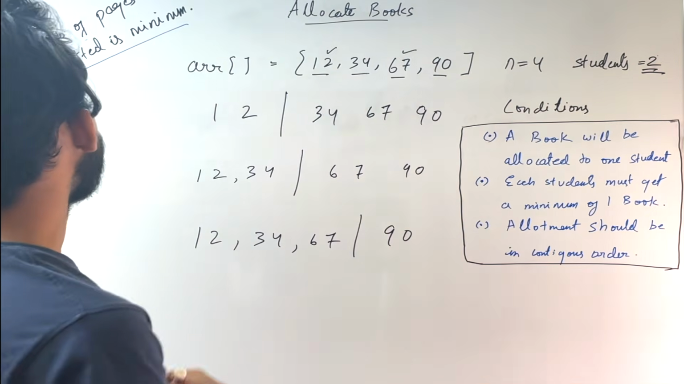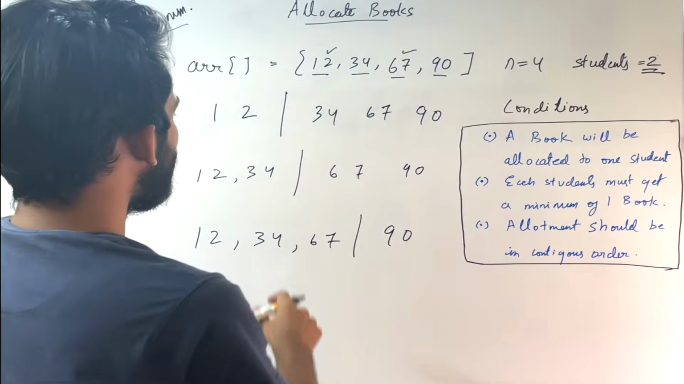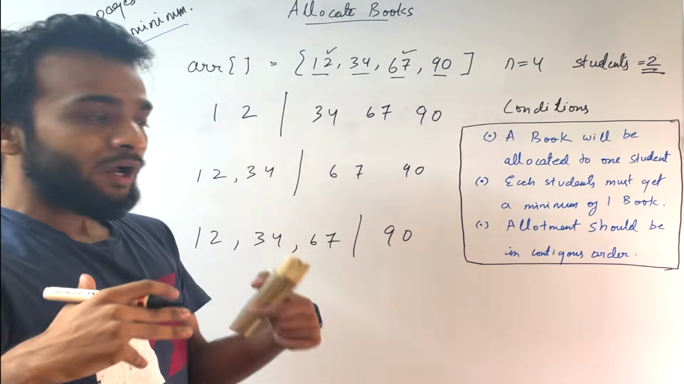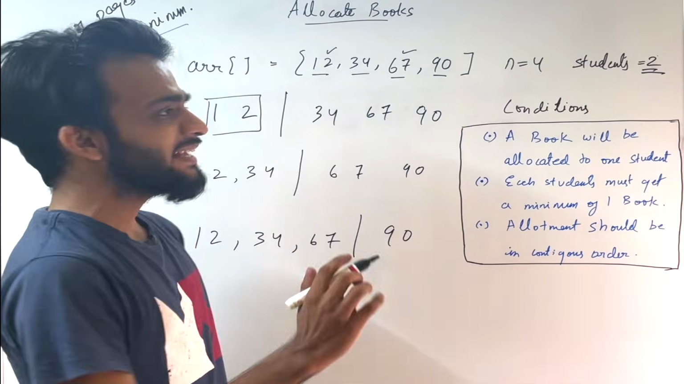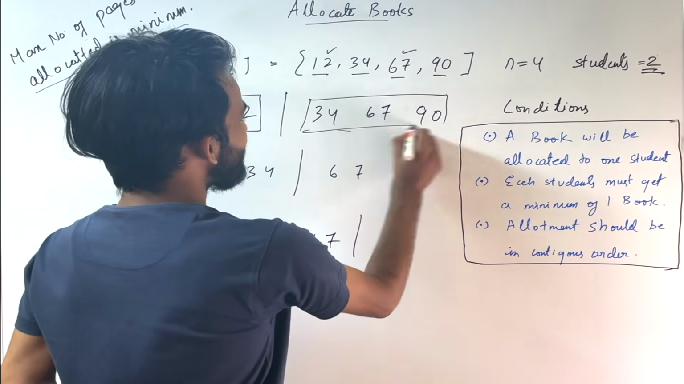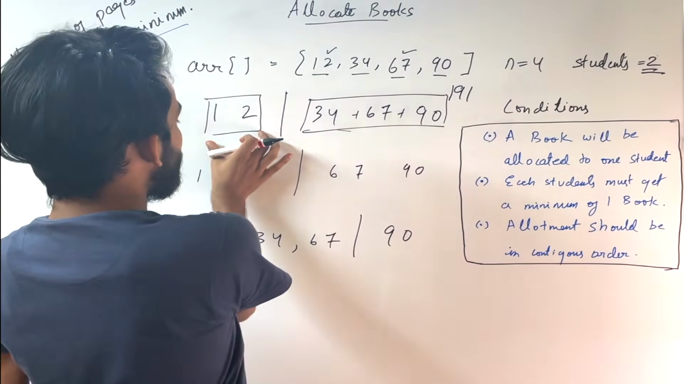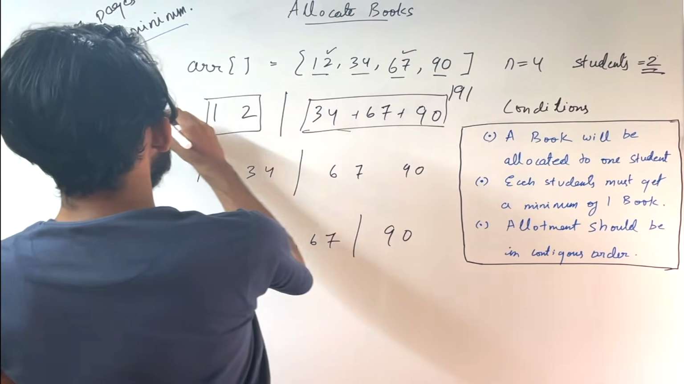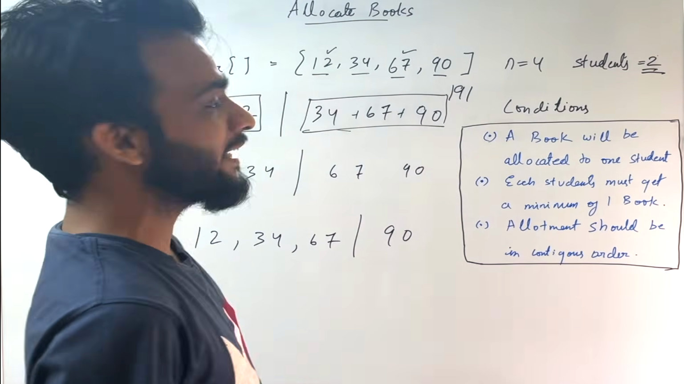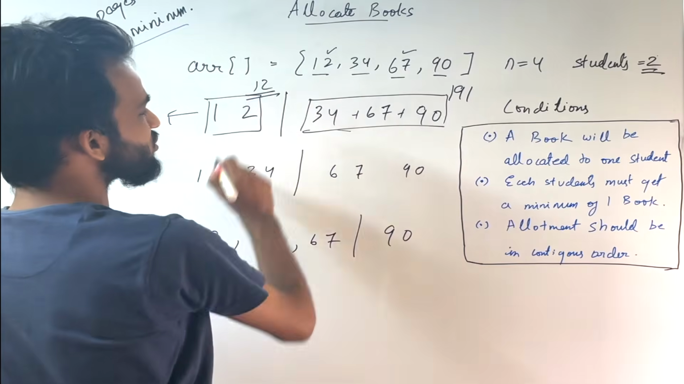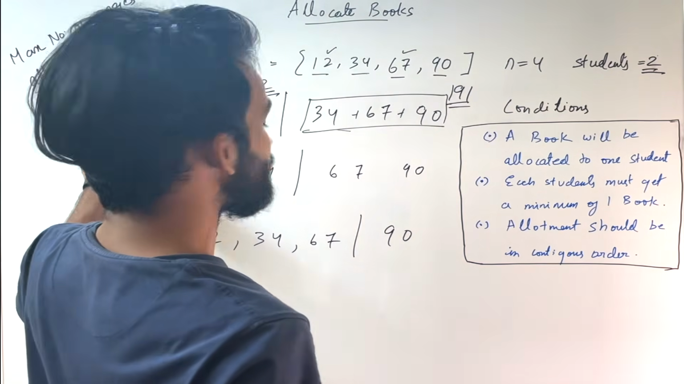Now, what does the question say? Maximum number of pages allocated. So over here, can I say student 1 gets 12 pages, and student 2 is getting the summation of this, that's 191 pages. So the maximum allocation in this case is 191, because student 1 gets 12 pages, student 2 gets 191 pages if you add them up. So the maximum allocation is 191 pages.